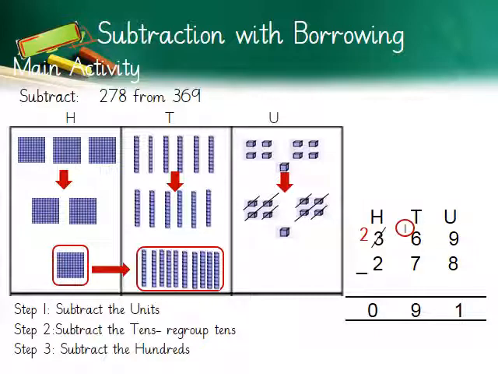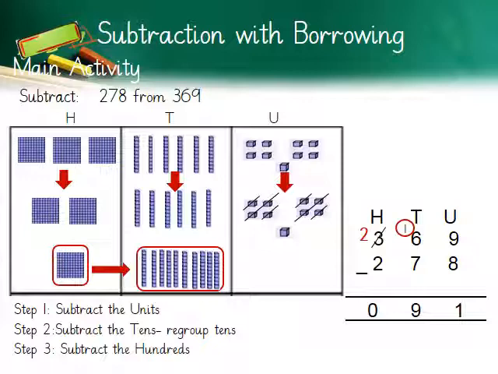Alright children, let's do some more practice for subtraction with borrowing. The given question is subtract 278 from 369. You can notice these values within the given place value chart as well as in the form of a number sum. Steps will remain the same. First, subtract the units, then the tens and then the hundreds. Starting from units. 9 minus 8 is equal to 1. Moving towards tens.